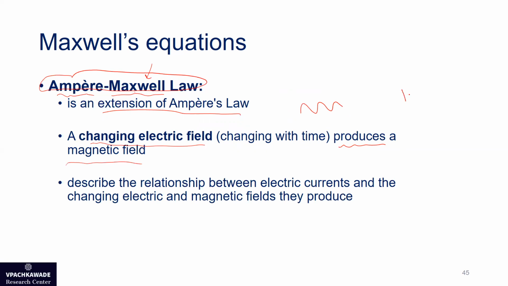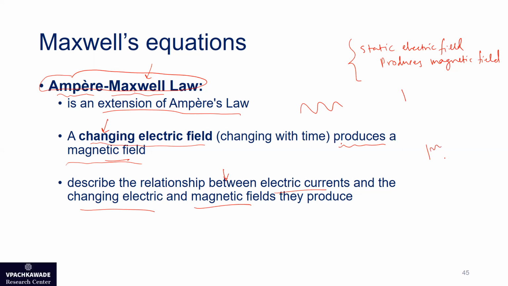Earlier, we saw that the static electric field produces a magnetic field. And that was Ampere's circuit law in the previous slide. But now this law says a changing electric field produces a magnetic field. So that's why we call it Ampere's Maxwell law. What does this law tell us? It tells us the relationship between electric current, the changing electric field, and the changing magnetic field they produce. So you have the current flowing through the conductor, but it is time varying. Because of that, you have a changing electric field, and because of that, you have a changing magnetic field.